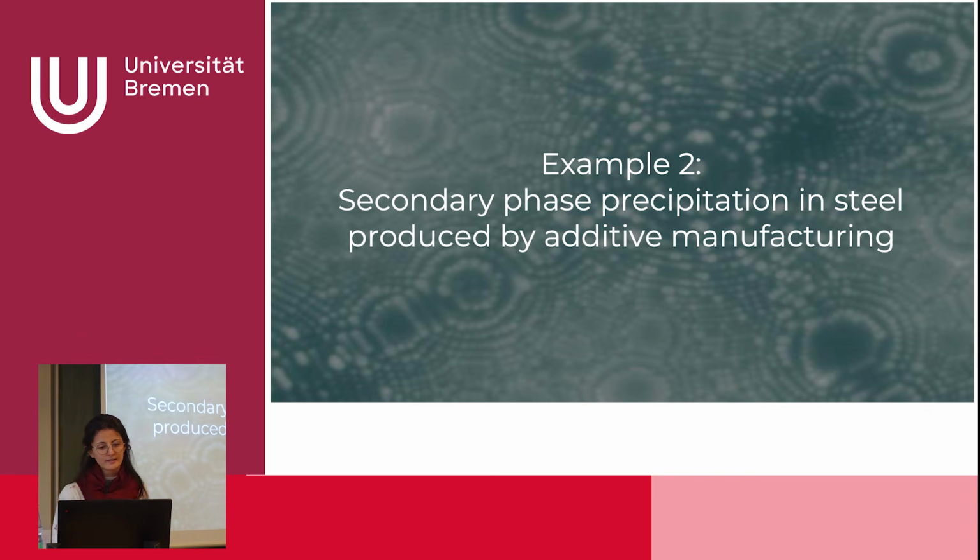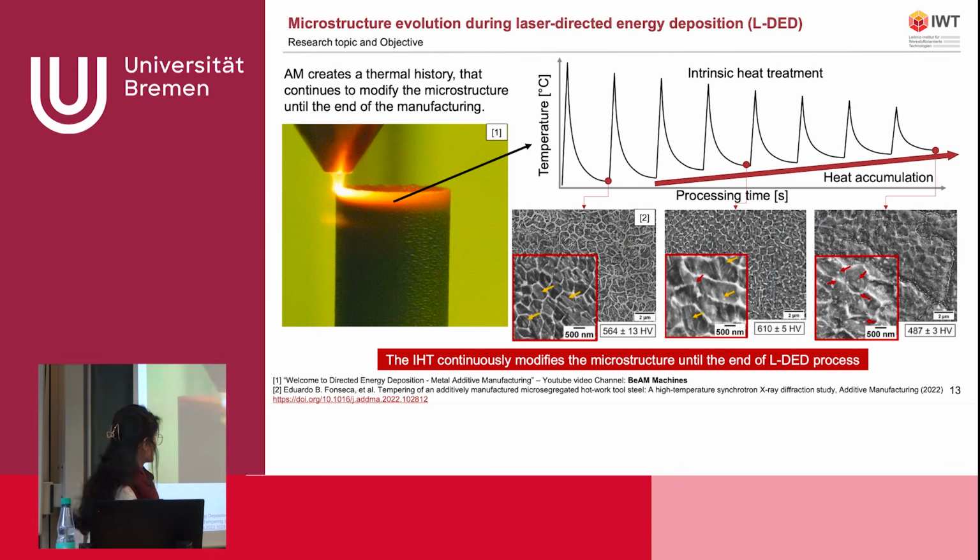I come to a second example here, which is about steels that are additively manufactured. And we wanted to understand the sequence of precipitation of the carbides in this case. So additive manufacturing, so in this example, it's laser metal deposition. So we bring a powder that we melt with a laser here, and we construct layer by layer our sample. Every time the laser comes, it remelts the layer that is below, or it tempers it, depending on the distance between the laser and the layer that we consider.